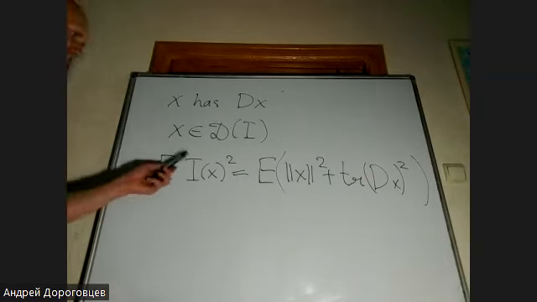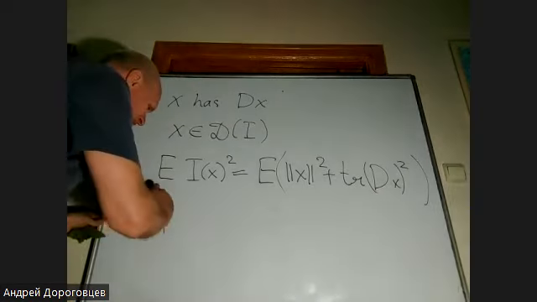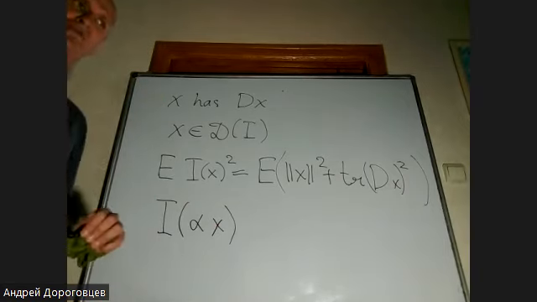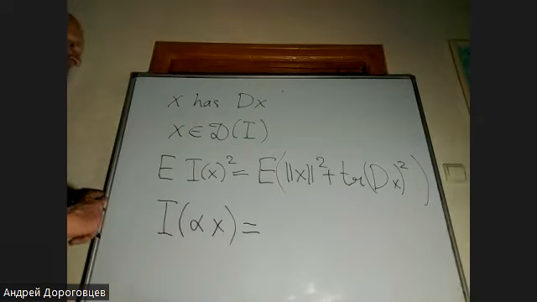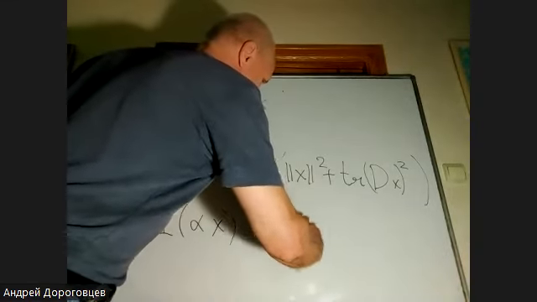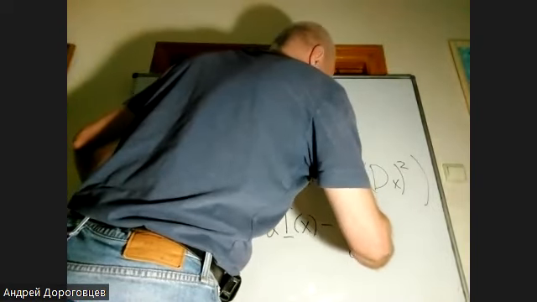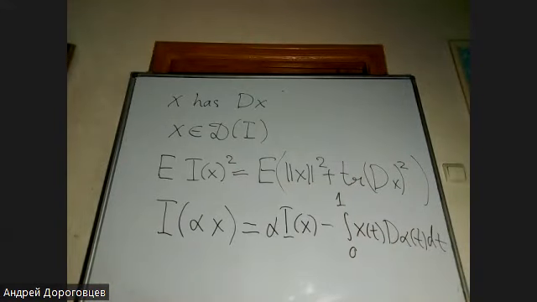This Skorokhod integral has interesting properties. One of these properties is the following. When we consider Skorokhod integral of alpha x, so we multiply our random function with the random variable. We suppose that this random variable has stochastic derivative and is bounded together with its derivative. Then it again is well defined and is equal to alpha multiplied by Ex minus the integral from 0 to 1 of x_t D alpha t dt. So these are the properties of extended stochastic integral, which we already have.